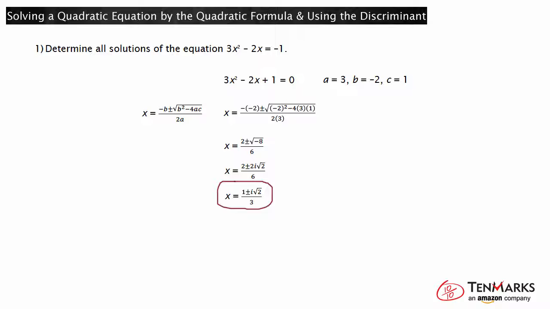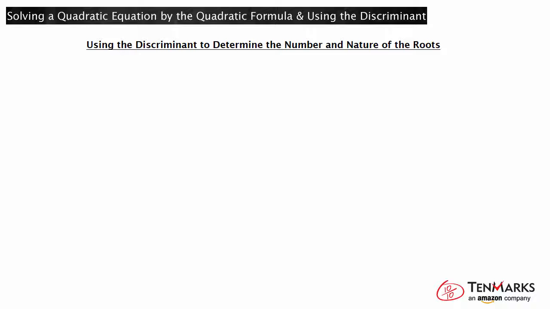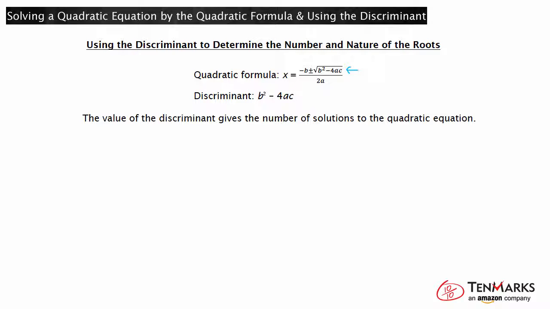Notice that for this equation, substituting the values of a, b, and c led to a negative value underneath the square root. This led to two complex roots. We'll now see how the value underneath the square root can be used to determine the number and nature of the roots. Recall the quadratic formula. The expression underneath the radical in the quadratic formula is called the discriminant. The value of the discriminant gives the number of solutions to the quadratic equation.